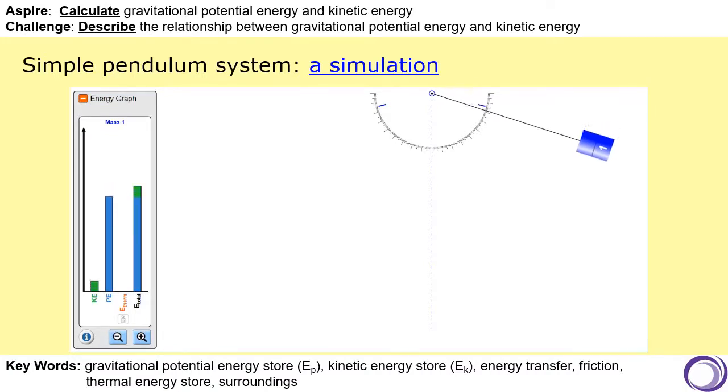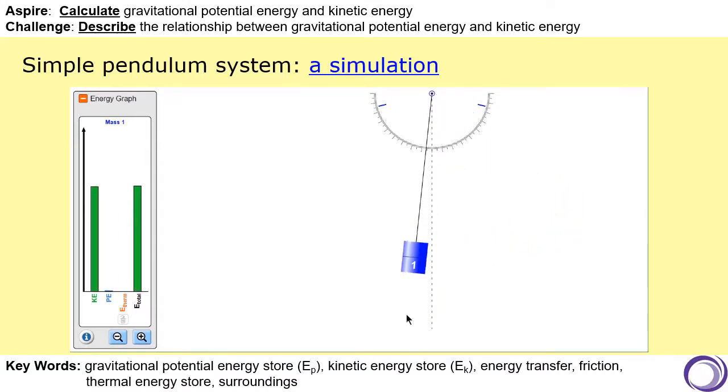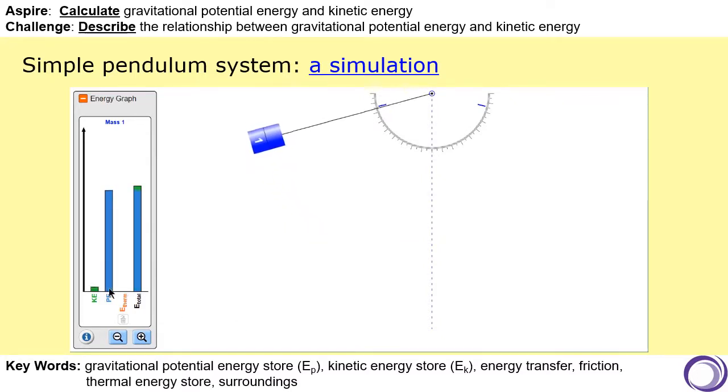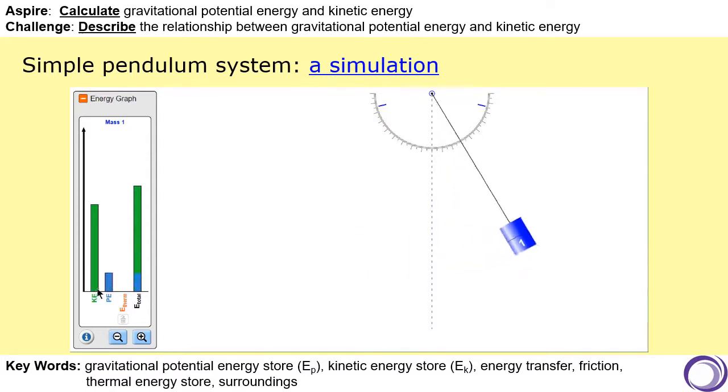If I let my pendulum swing back down, and I'm going to pause it at its lowest point or just near its lowest point there, you can see that now it has got a lot of kinetic energy, so it's moving very fast, but its gravitational potential energy is pretty much zero because it's at its lowest point. And then when it swings back up again, you can see the gravitational potential energy increasing. And then as it swings back down, it decreases, but kinetic energy increases.